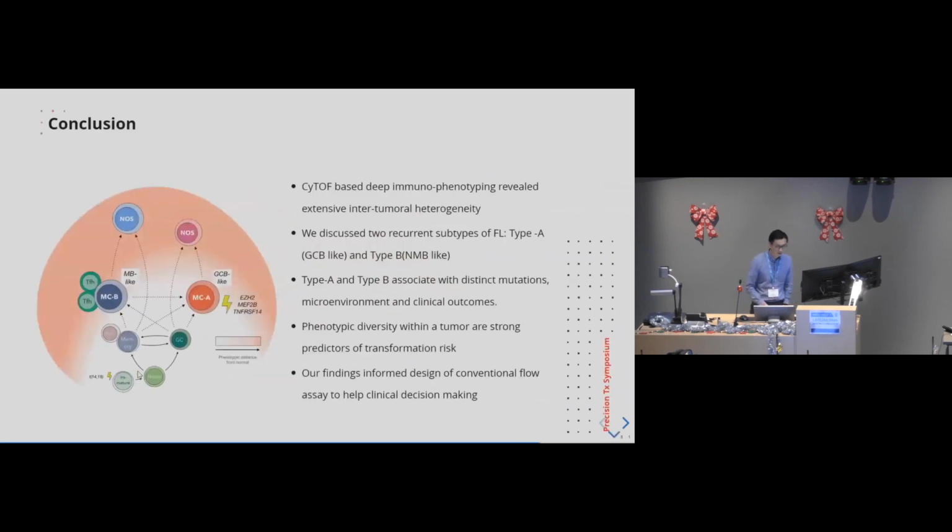The conclusion: the cytometry-based immune typing reveals extensive intertumor heterogeneity, and we define type B tumor, a novel kind of subset which looks like naive and memory B cells and has higher transformation risk. Our findings will also inform the design of conventional flow that helps clinical decision making.